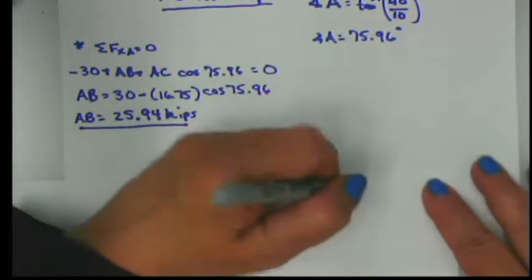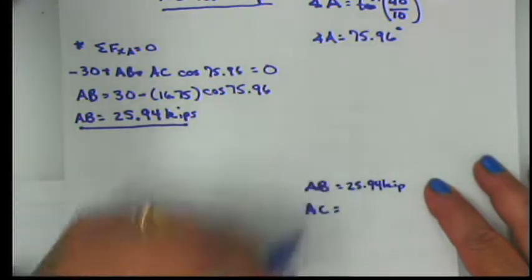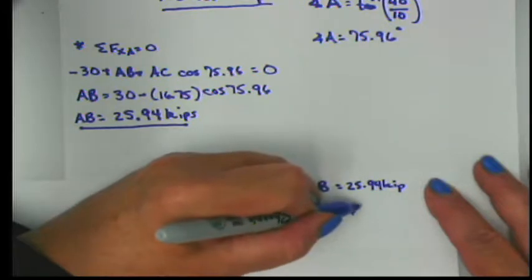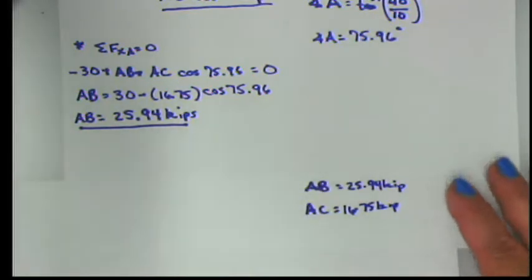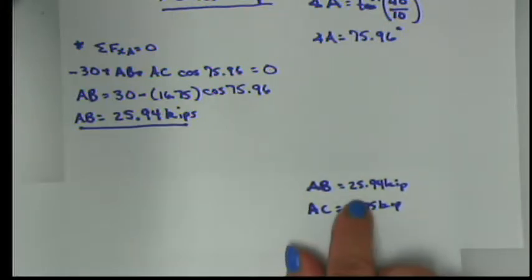We know that the magnitude of AB is 25.94 kips, and that the magnitude of AC is 16.75 kips. And what is left to be determined for us is whether that force is in tension or in compression. Well, this presents a couple of really interesting ideas, because we can't use positive and negative to determine tension or compression. What we use is the idea of whether the force is pulling on the joint or pushing on the joint.